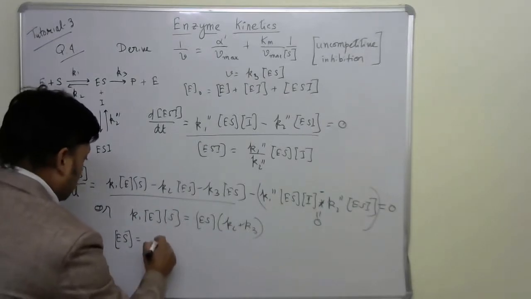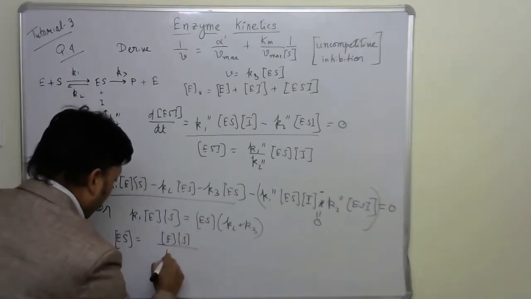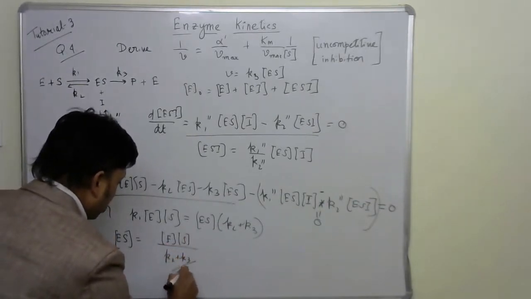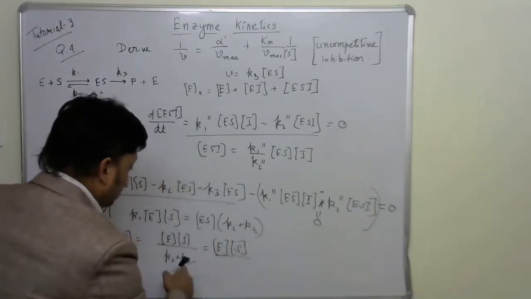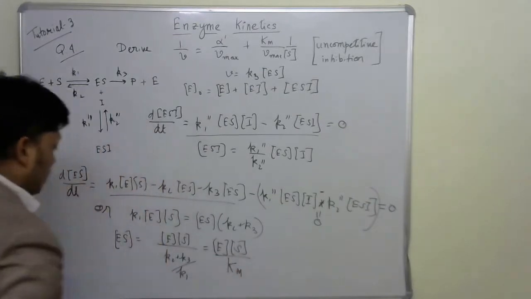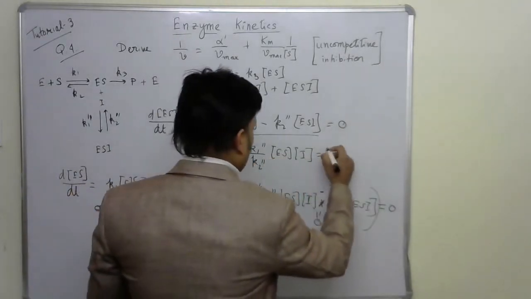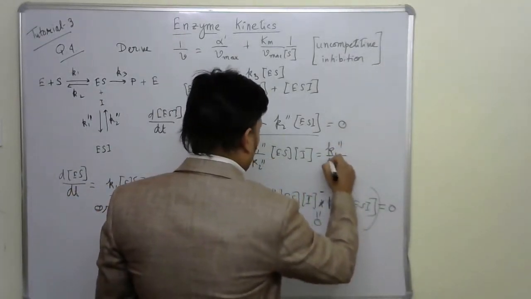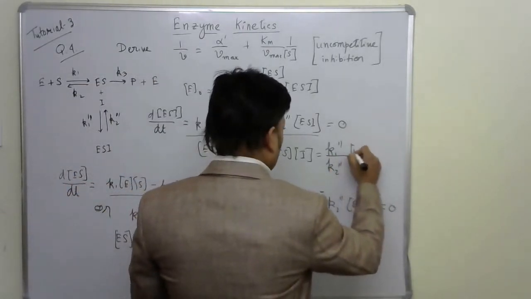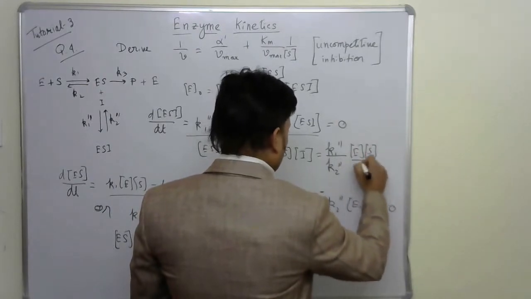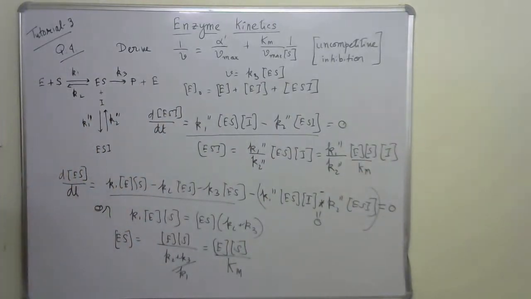So therefore [ES] becomes equal to [E] multiplied by [S] and divided by, we can write this in this form because we know that the denominator we just have written is the Michaelis constant Km. So following this we can replace the value of ES over here. So this becomes K1 double prime divided by K2 double prime, and instead of ES we can write [E] multiplied by [S] divided by Km and multiplied by [I].